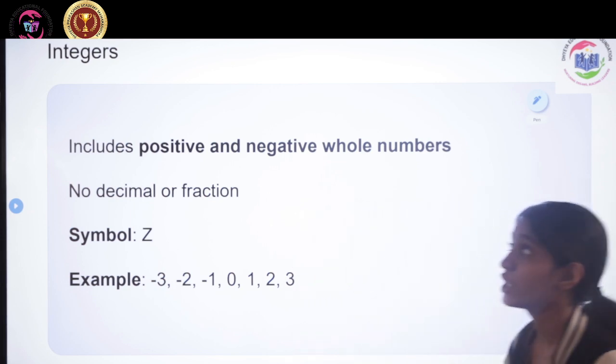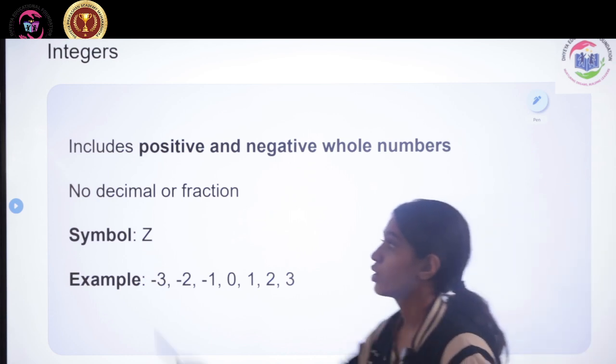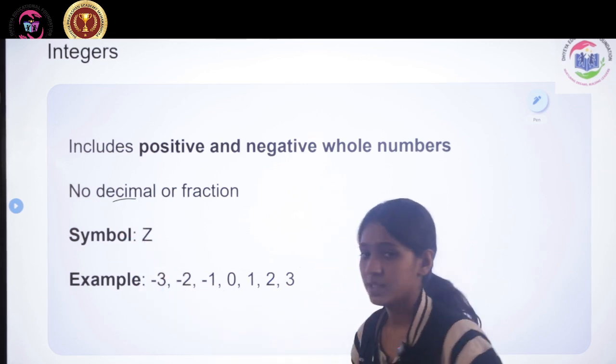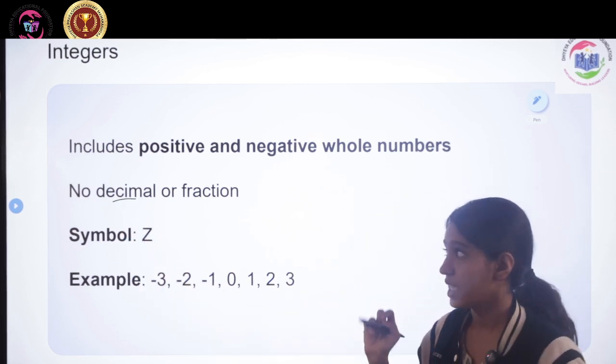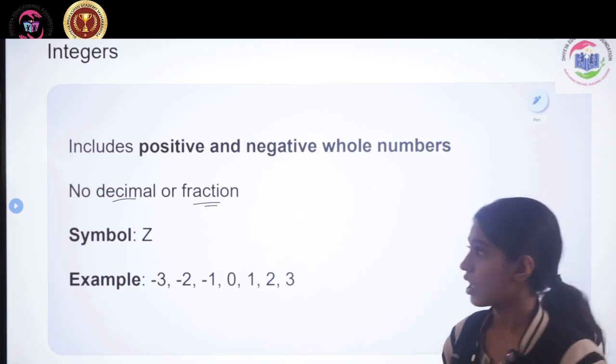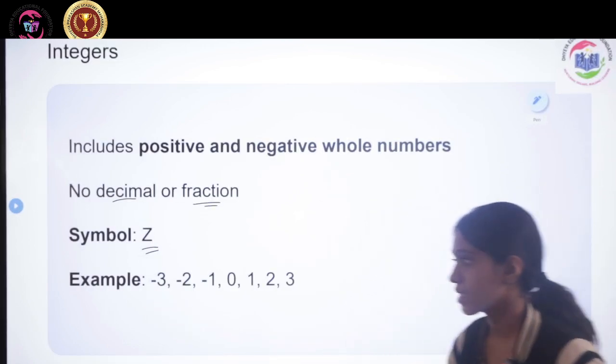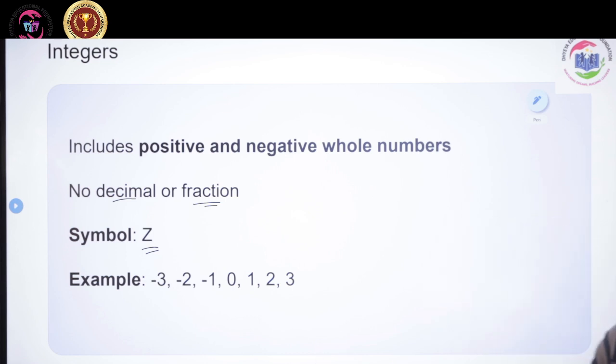Next number system, integers. What is an integer? Integers include all the numbers, that is positive, negative, and whole numbers, but they do not include decimals. Decimal means which has a decimal point; fractions cannot be included in the integers, and the symbol is Z. And examples are -3, -2, -1, 0, 1, 2. These are the examples of integers.